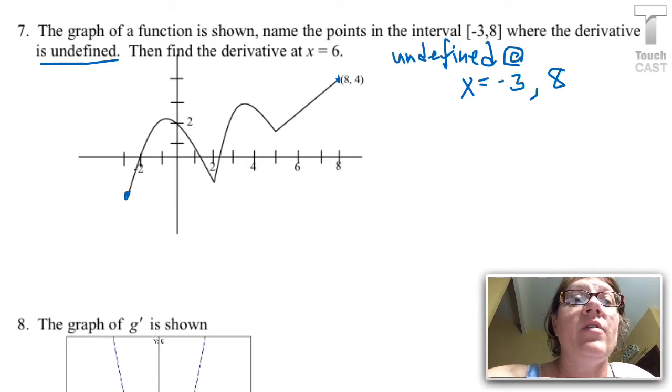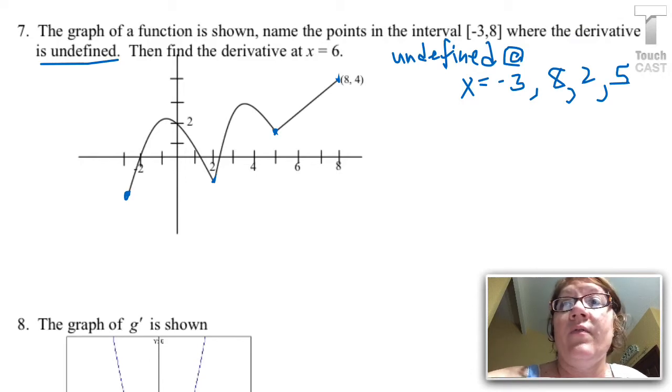Then I also have these sharp cusps where the slope would be undefined, the slope of the tangent, if I were to draw it in, because I'd get a vertical tangent. So in addition to those, it's undefined at x equals 2 and undefined at x equals 5.